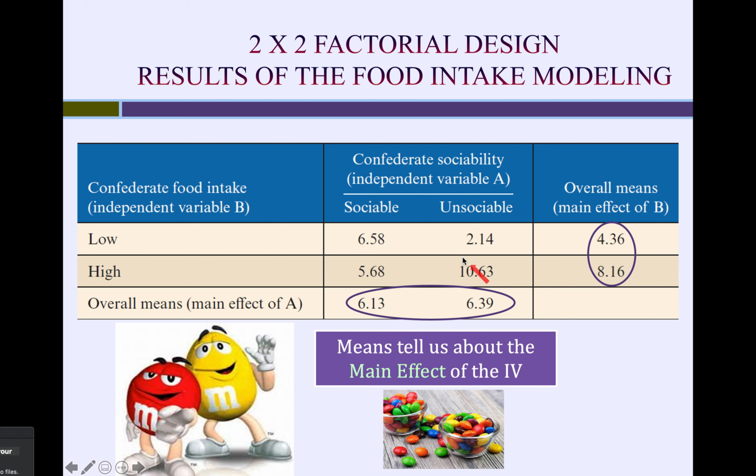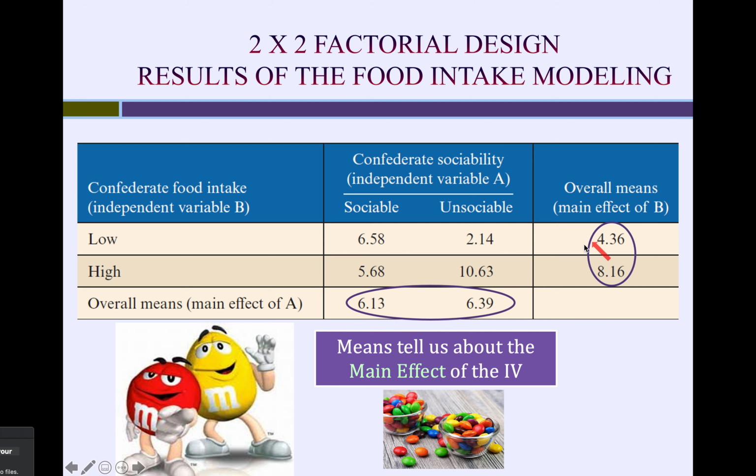Now, the second thing that you're looking for in a 2x2 factorial design is the main effect of independent variable B. In other words, how many M&Ms on average are consumed when your Confederate eats a low amount of M&Ms. It's about 4.36. And again, this is the average here, going across low. And this is the average number of M&Ms that are eaten when the Confederate food intake is high. Again, the average between 5.68 and 10.63 is 8.16. So we're looking to see if the independent variable has some type of an effect on the number of M&Ms that you eat. So we're looking at this difference here.